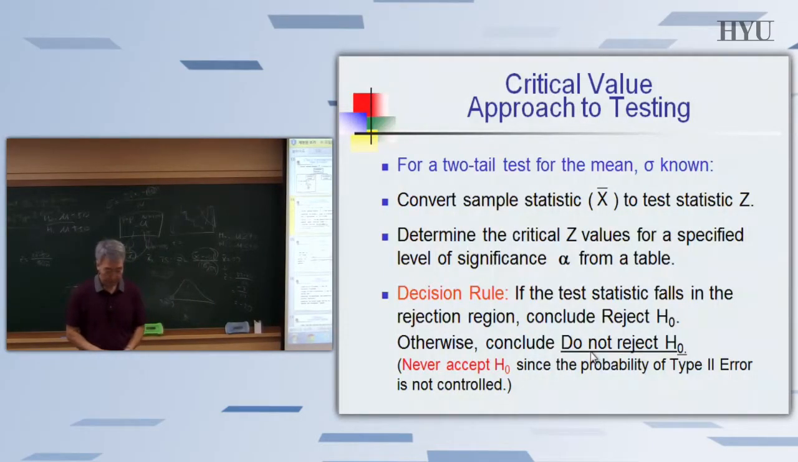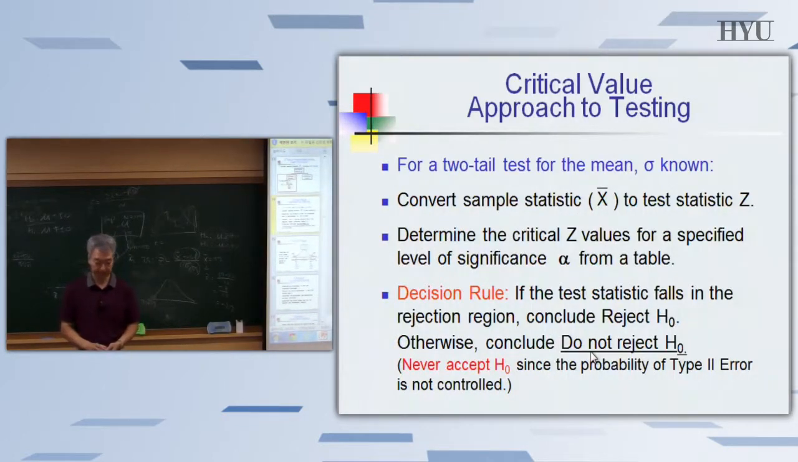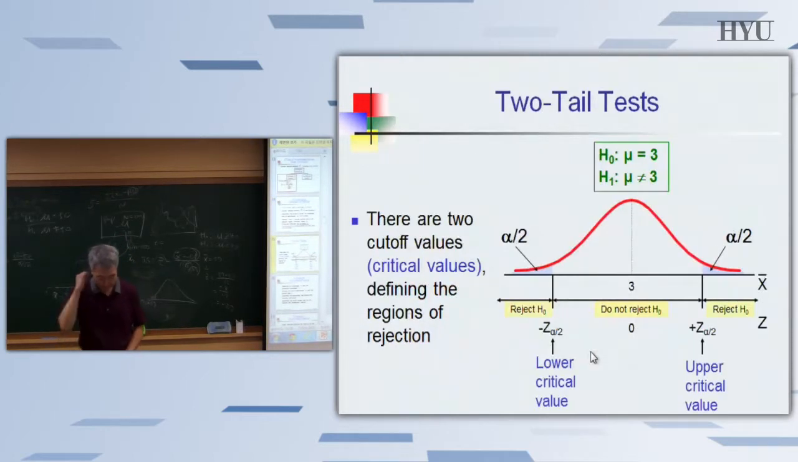Okay, anyway, so this is what we did. You can find the critical value from the Z table, and then calculate the test statistic and find out whether the test statistic is inside the rejection region or not, and then make the decision. Okay, so here's another example of a two-tailed test.